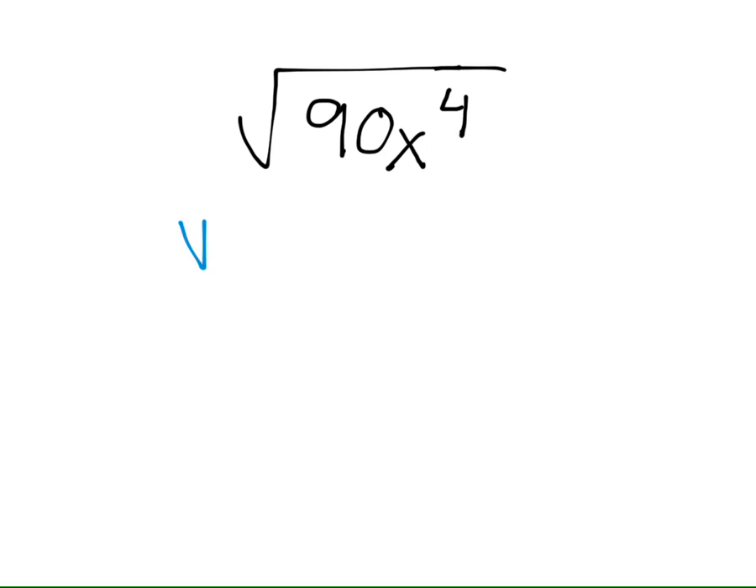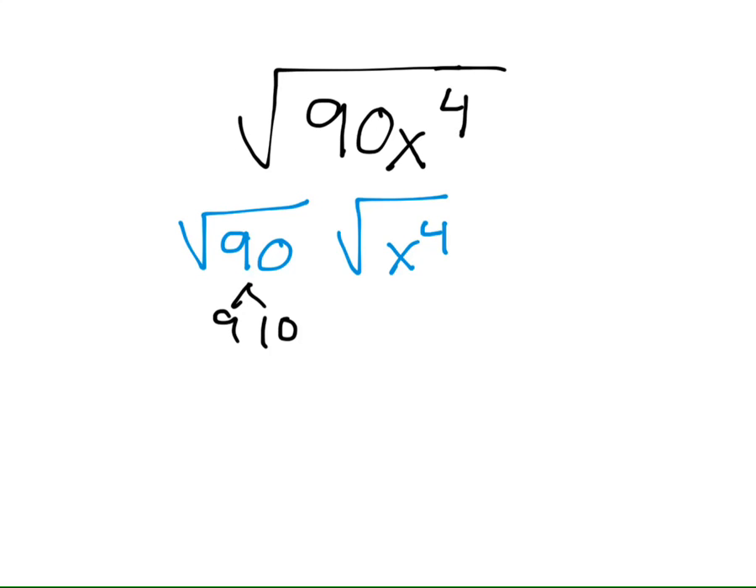So we know that we can break this up into square root of 90 times square root of x to the 4th. Again, that's just a property of square roots, is that anytime you have something being multiplied under a square root, you can take the square root of each part separately. That's just a property, it's a rule. Okay? And we know how to simplify the square root of 90, right?